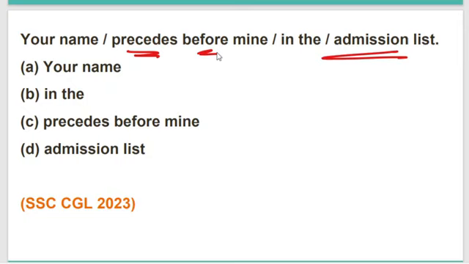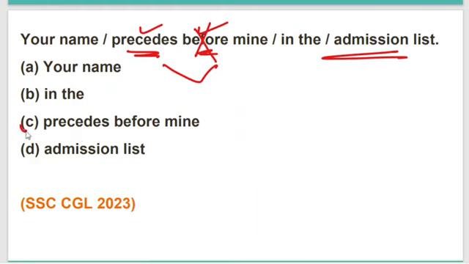Just like the thing that has happened in this sentence. Your name precedes before mine in the admission list. Here precedes and before, both words are giving the same synonymous vibe. So either we write your name is before mine in the admission list, or we write your name precedes mine in the admission list. The later one sounds a little better, so I'm omitting the word before.